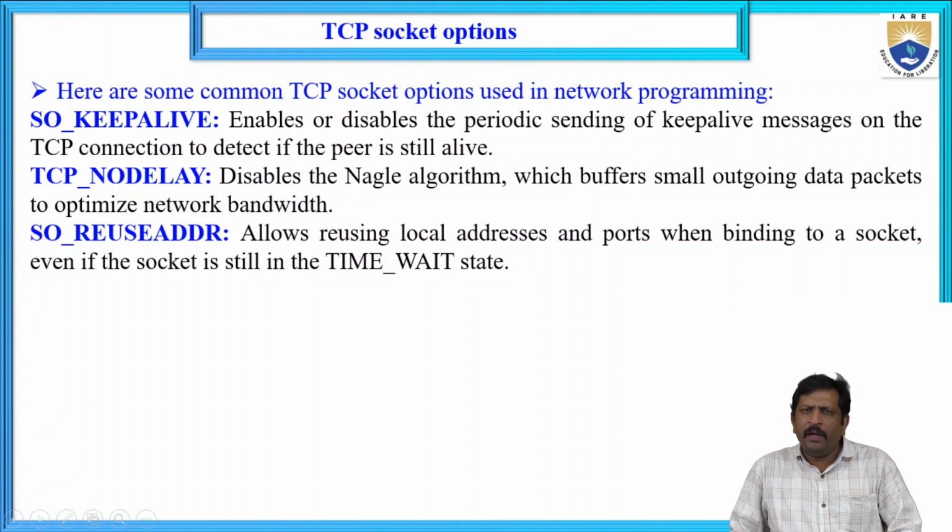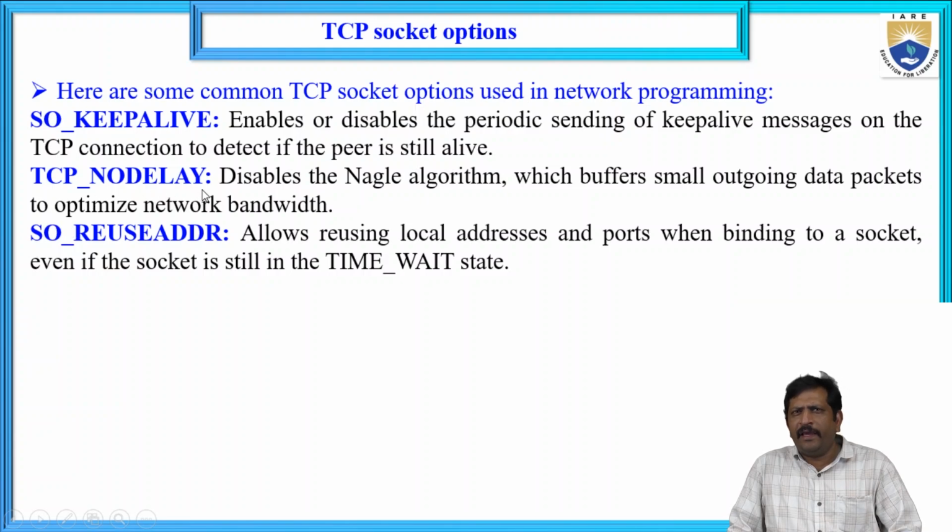Here are some common TCP socket options that can be utilized in network programming. The options are the socket keep alive option, the TCP no delay option, and socket reuse address. So a number of options can be utilized in network programming. The first one is the socket keep alive option, which enables or disables the periodic sending of keep alive messages on TCP connections to detect if the peer is still alive.